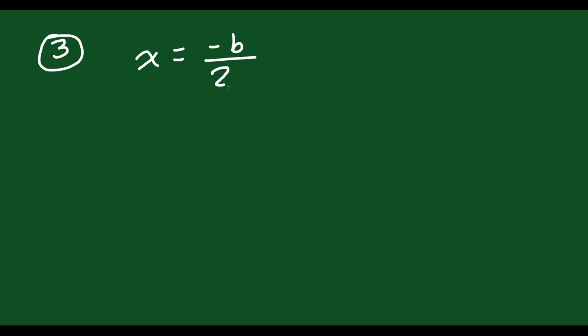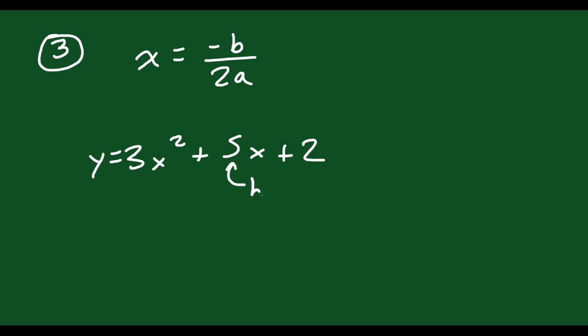Okay, there's also another method, and this one's kind of cool. It's a neat little trick. And this is finding the vertex using the equation x equals negative b over 2a. Negative b and a coming from that standard form. So in our case, we have y equals 3x squared plus 5x plus 2. So 5 is your b, 3 is your a, just like it is when you use the quadratic formula. You plug those values into this equation, and you'll get the x value at the vertex.